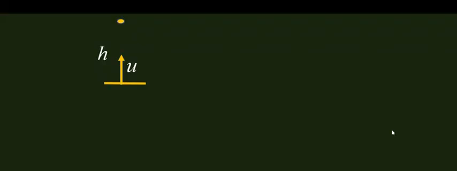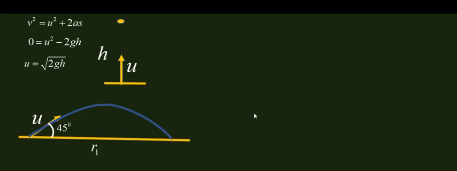Now let's solve it. The first piece of information given is that when a water stream is projected vertically upward as shown here, it reaches a maximum height h. So the first thing we are going to do is to relate h and u. It's quite simple. Just apply the third equation, v being 0, and we have this relation: u equals root 2gh.